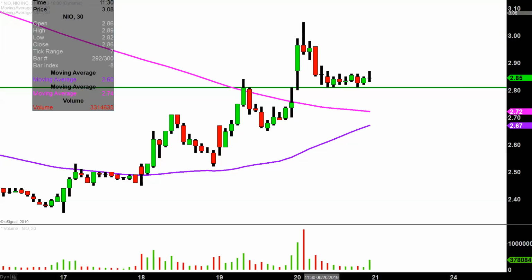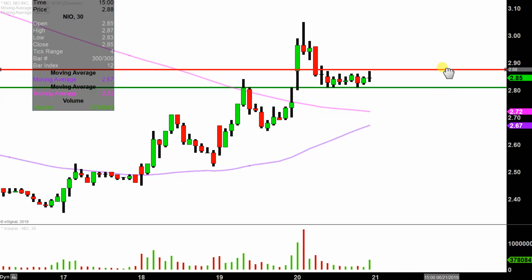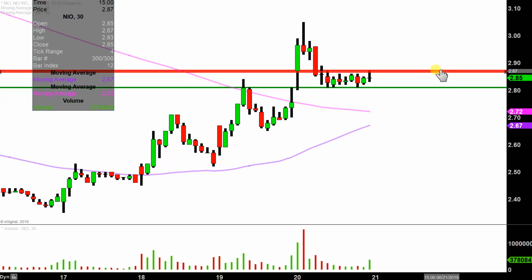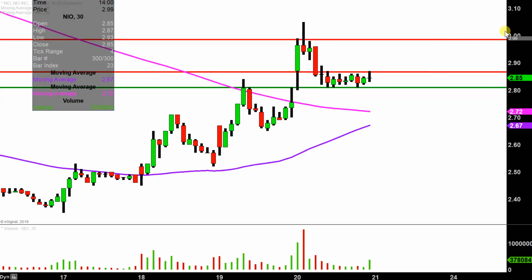What about levels of resistance? As far as where the sellers are at, in the very near term, there's a little set of sellers right there at 287. And then after 287, the next key level is going to be right up there around the $3 mark, so the round number of 3.